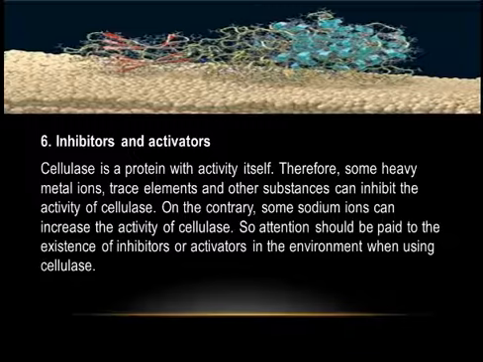6. Inhibitors and activators. Cellulase is a protein with activity itself. Therefore, some heavy metal ions, trace elements and other substances can inhibit the activity of cellulase. On the contrary, some sodium ions can increase the activity of cellulase. So attention should be paid to the existence of inhibitors or activators in the environment when using cellulase.